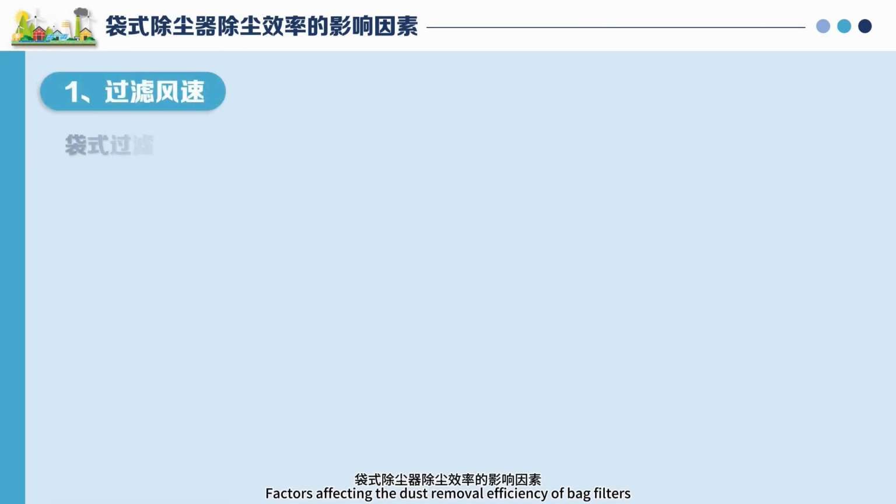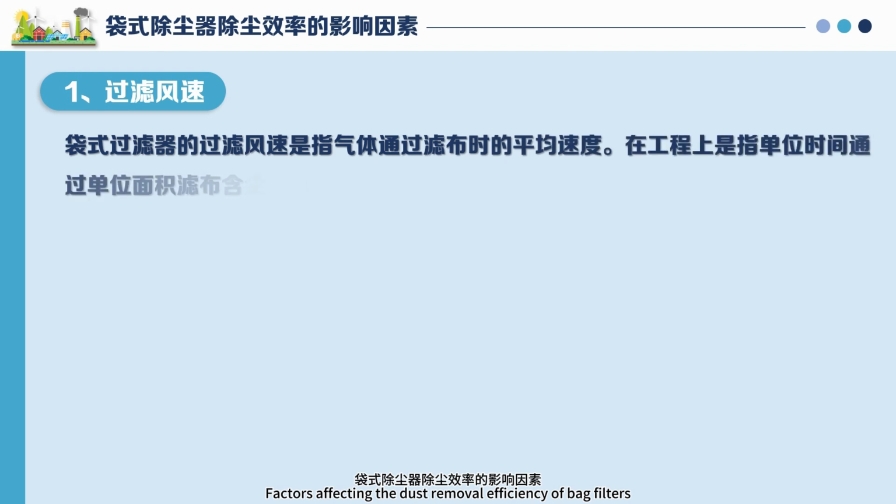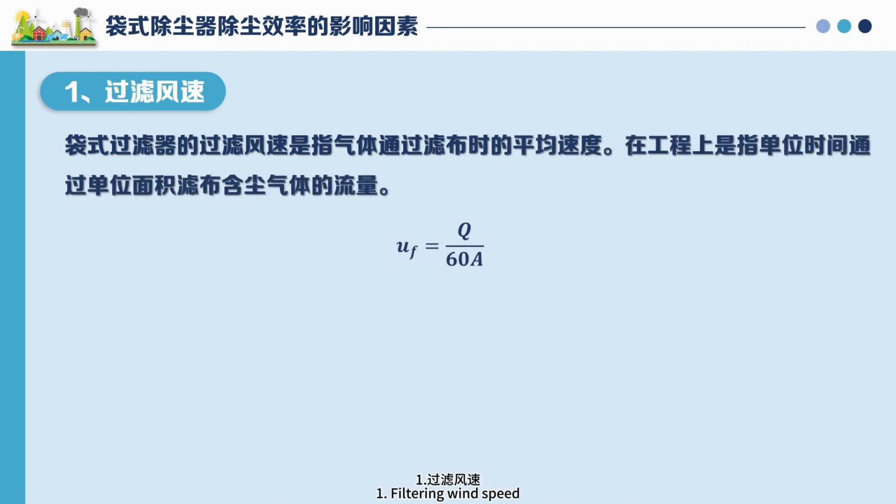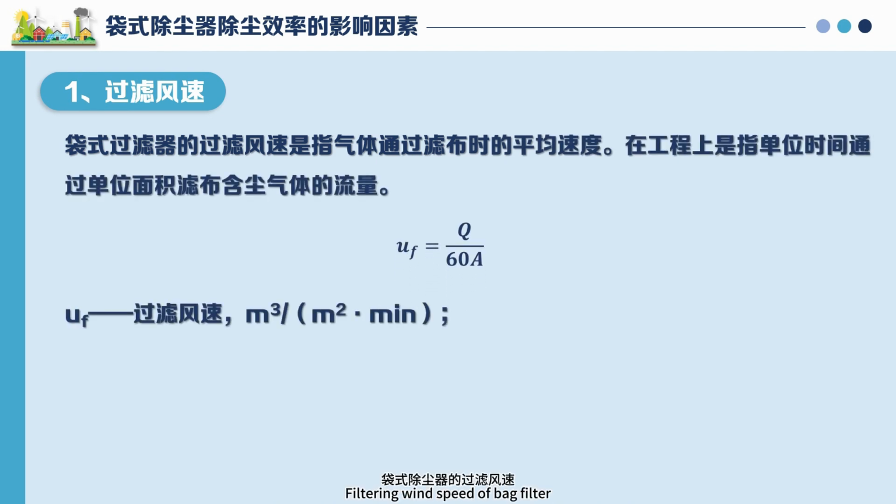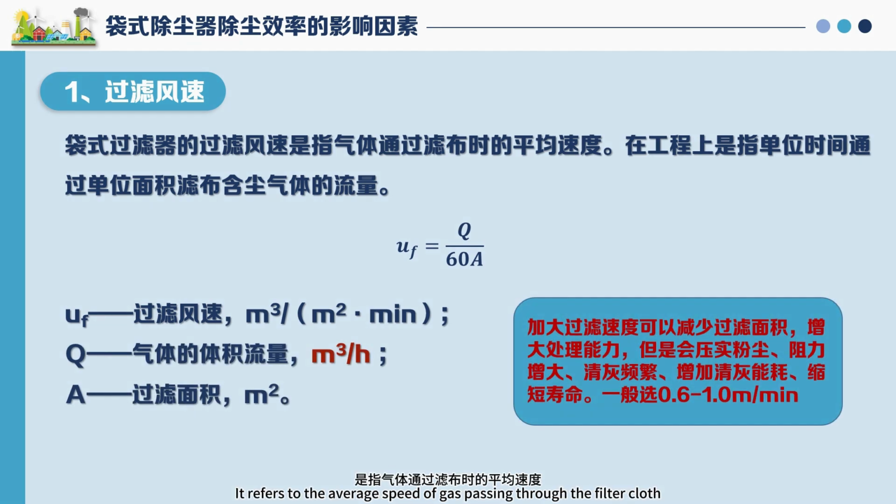Factors affecting the dust removal efficiency of bag filters. 1. Filtering wind speed. The filtering wind speed of a bag filter refers to the average speed of gas passing through the filter cloth. In engineering, it refers to the flow rate of gas passing through the filter cloth per unit area per unit time. This formula can be used for calculation.